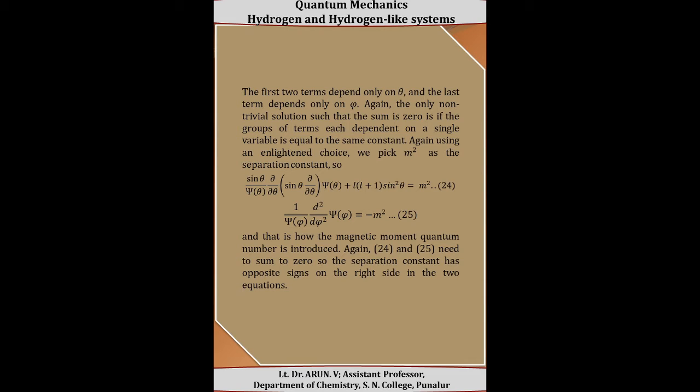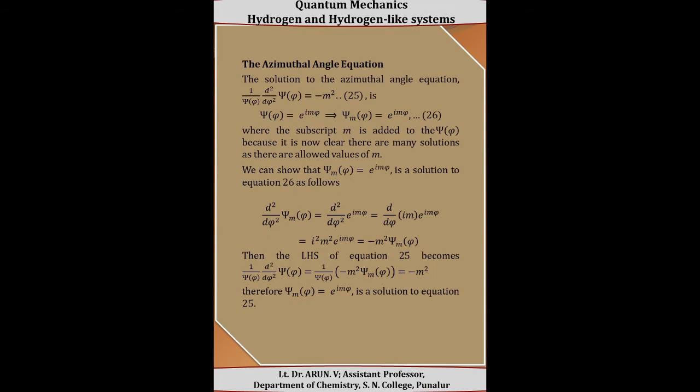del by del theta psi(theta) plus L into L plus 1 sin square theta, that is equal to m square, and 1 by psi(phi) into d square by d phi square into psi(phi), that is equal to minus m square. And this shows how the magnetic quantum number m is introduced. Again, in equations 24 and 25 the sum must be equal to 0, so the separation constant must have opposite signs on the right hand side of the two equations 24 and 25.